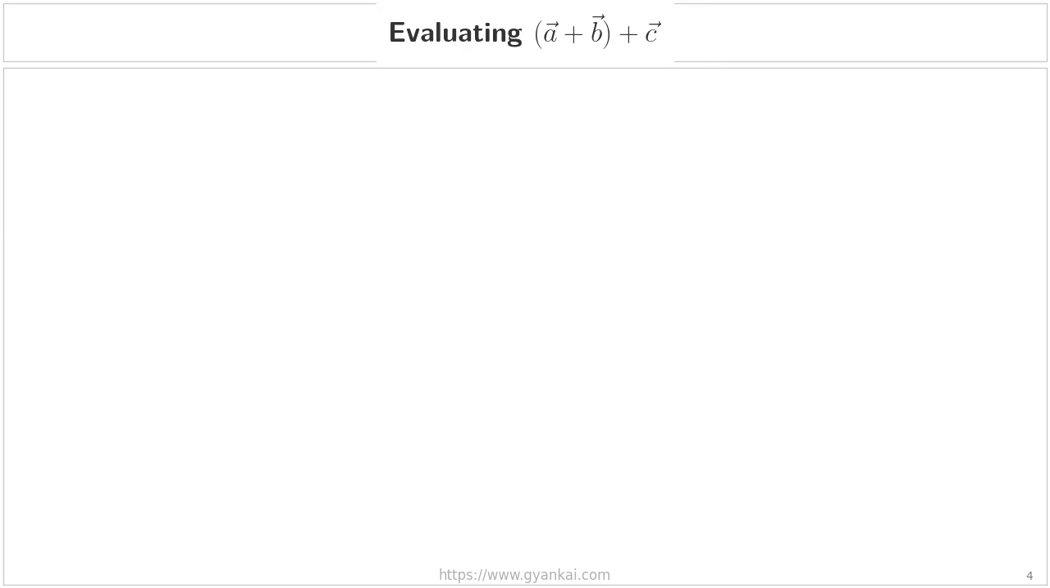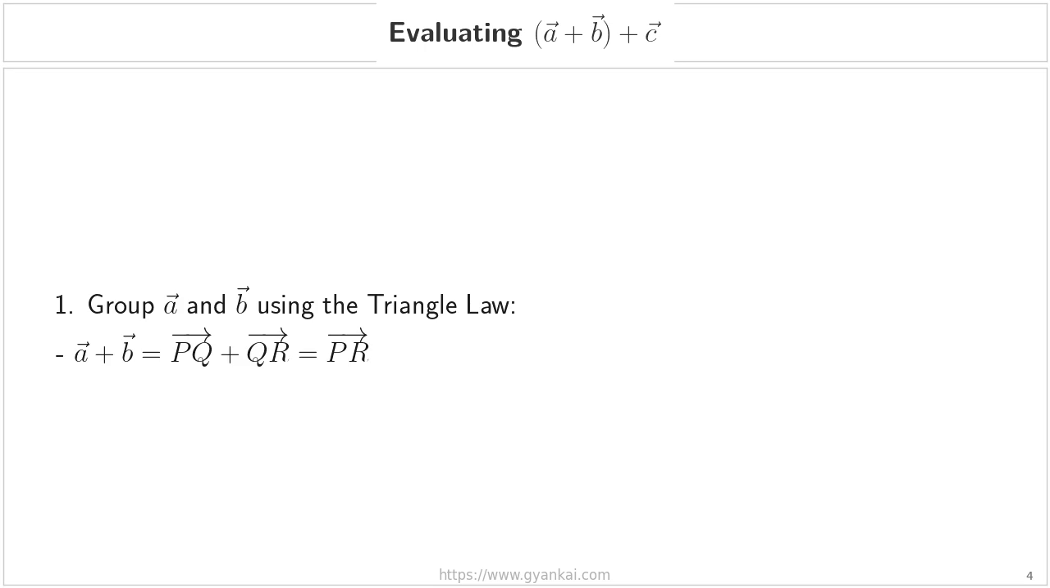Evaluating (vector A + vector B) + vector C. First, we are going to group vector A and vector B together, applying the triangle law we learned previously. When we add vector A, which is the segment from P to Q, to vector B, which is the segment from Q to R, the intermediate point Q is essentially bypassed. This leaves us with a single resultant vector, which is the vector from P to R.